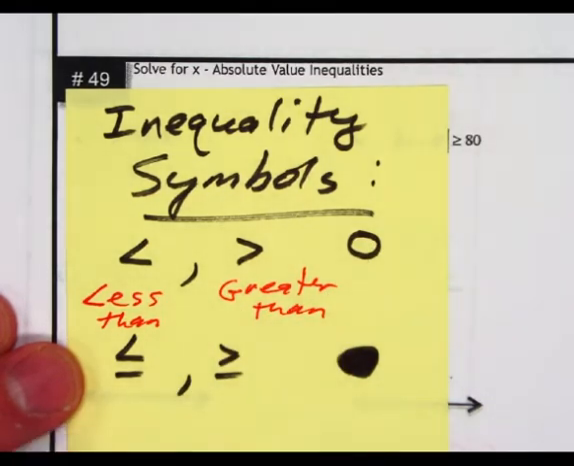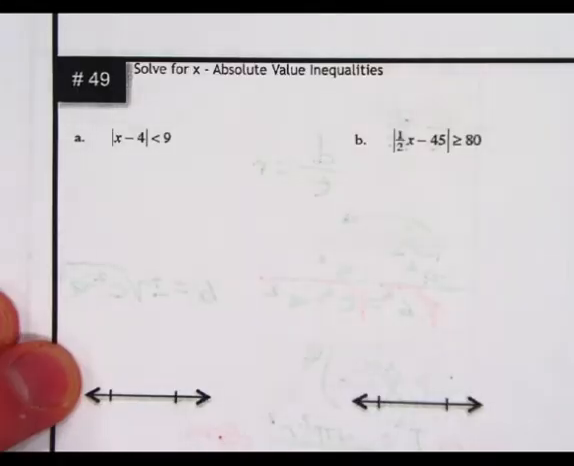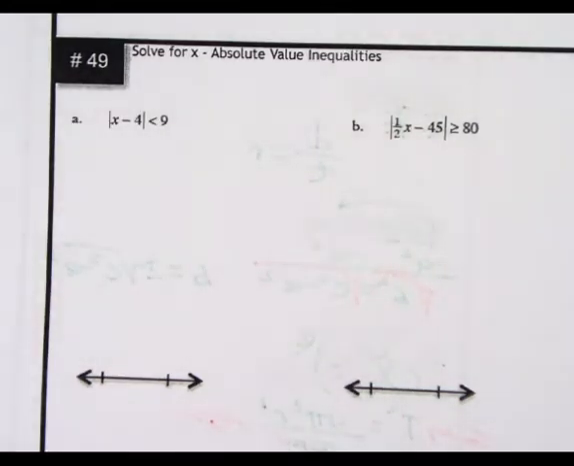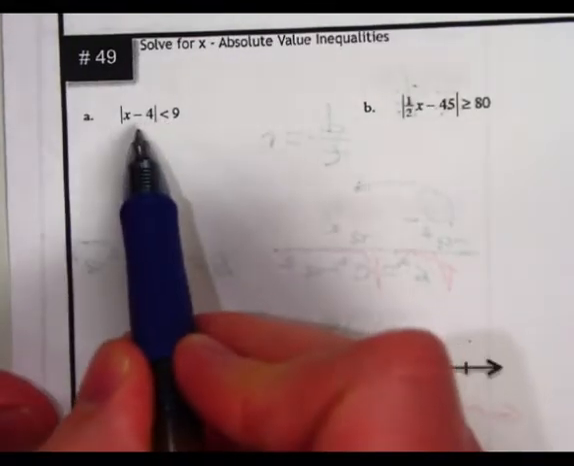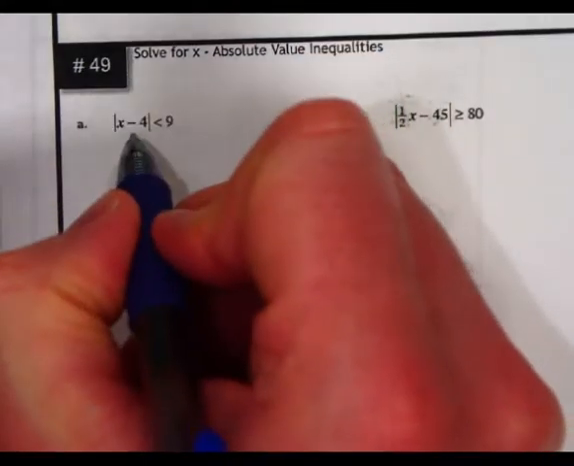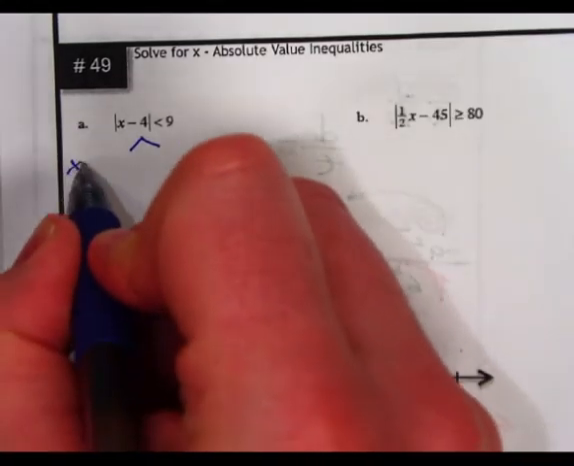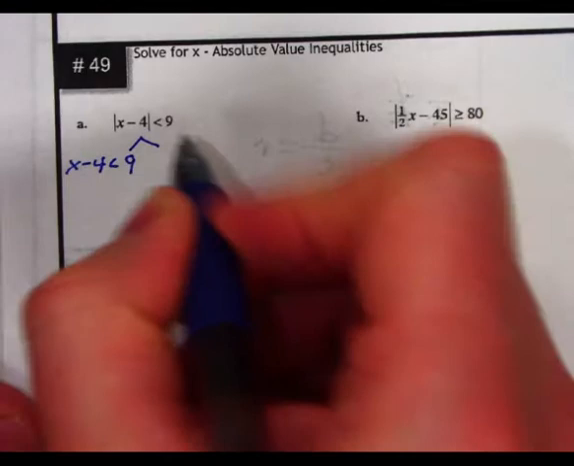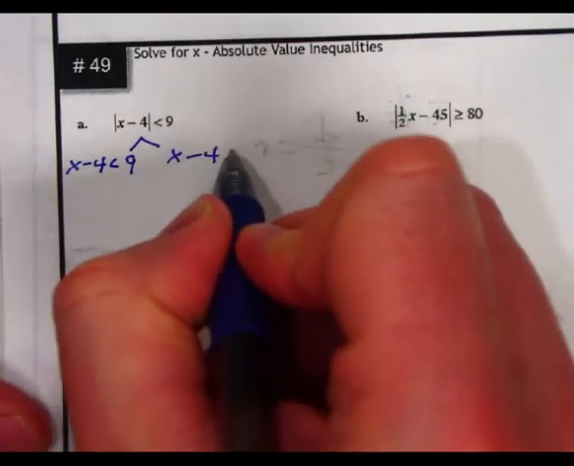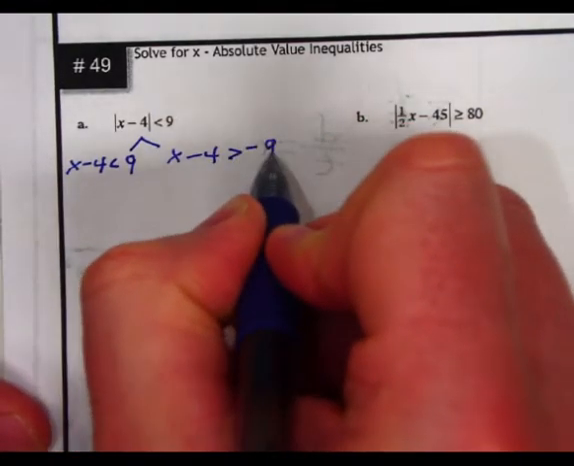Now, getting into the details of what this is going to look like, you're going to have to take these and split them into two because they are absolute value inequalities. So I'm going to take this, |x - 4| < 9, and split it into two. I'm going to take x - 4 < 9 and x - 4 > -9.